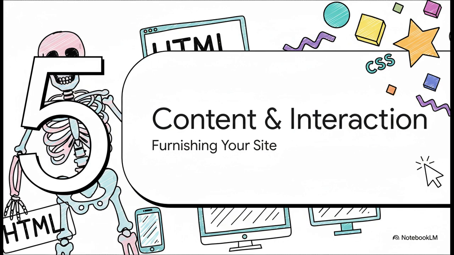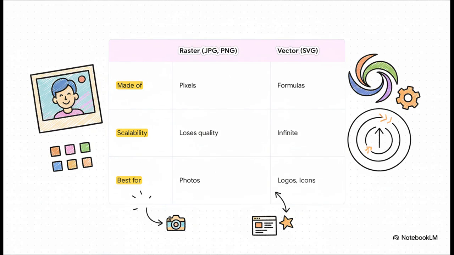Okay, our house is built, it's decorated, and it's ready for visitors on any device. Now it's time to actually furnish the place with content and give our users a way to talk back to us. When you're adding images, you really have two main flavors to choose from. Raster graphics, like JPEGs and PNGs, are made up of tiny little dots called pixels. They're fantastic for detailed photographs, but they get all blurry if you try to stretch them out.